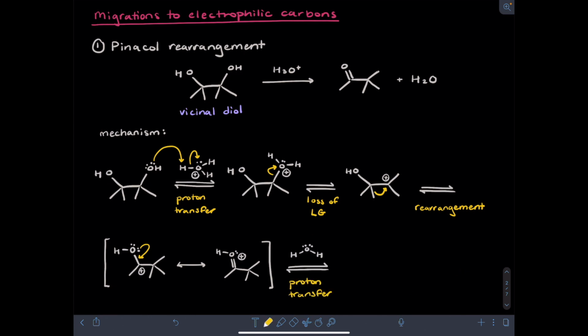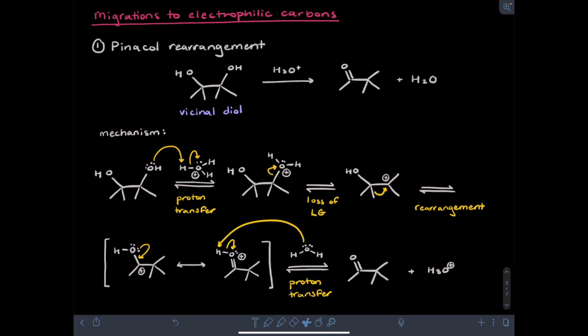To get to the neutral final product, I need to do a final proton transfer to deprotonate the cationic oxygen. Because I'm under acidic conditions, I'm going to use water as the base. And this proton transfer will generate the neutral final product. In this case, that rearranged ketone final product, and hydronium has been regenerated as a byproduct of this last step.